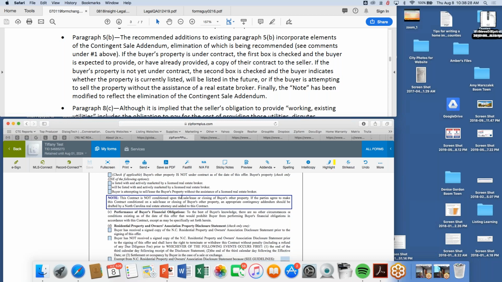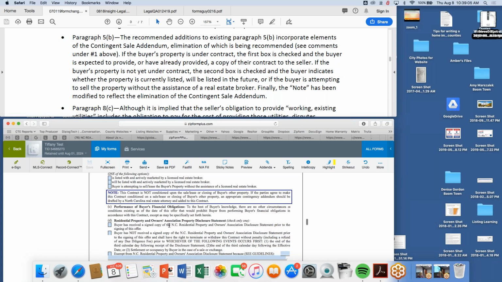Then you have buyers attempting to sell or lease the buyer's property without the assistance of a licensed real estate broker. That is one that you're going to have to ask a lot of questions on, because you don't want to get your client wrapped up in a situation where someone has an overpriced house and it sits on the market and you just tied up your house. So think through all of the caveats of things that could happen based on each of these selections. Any questions so far? Any concerns? Okay.